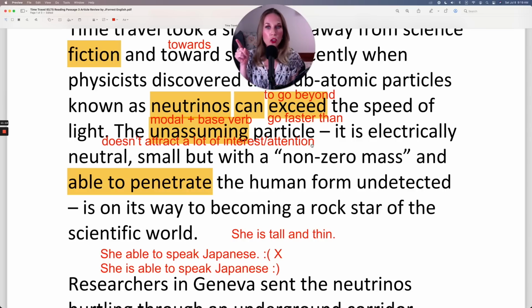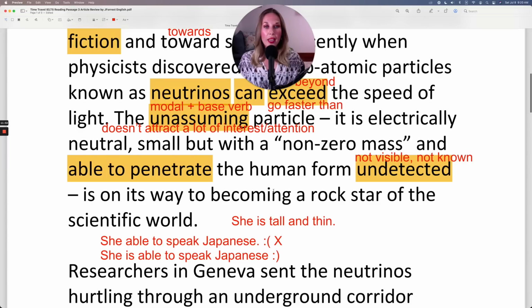So this neutrino can go into your skin. It can penetrate the human form. Undetected. So you don't see something going into your skin because they're not visible. They're so small that you can't see them. So that means undetected, not visible, not known.